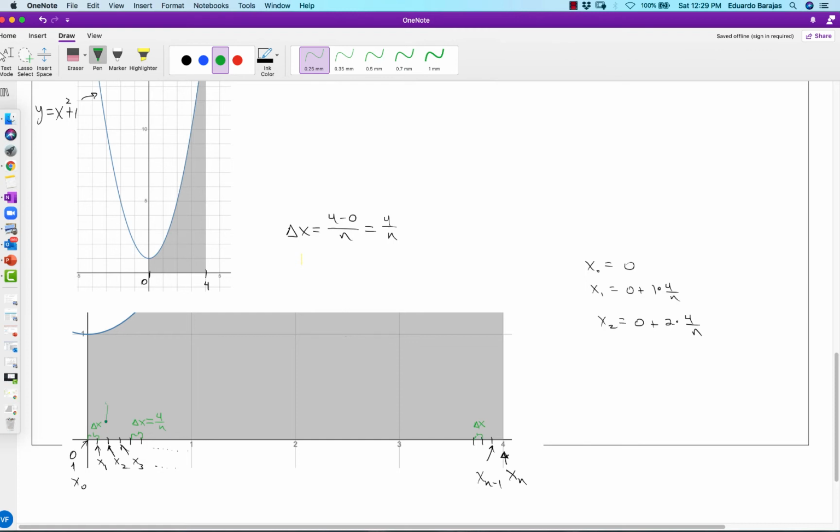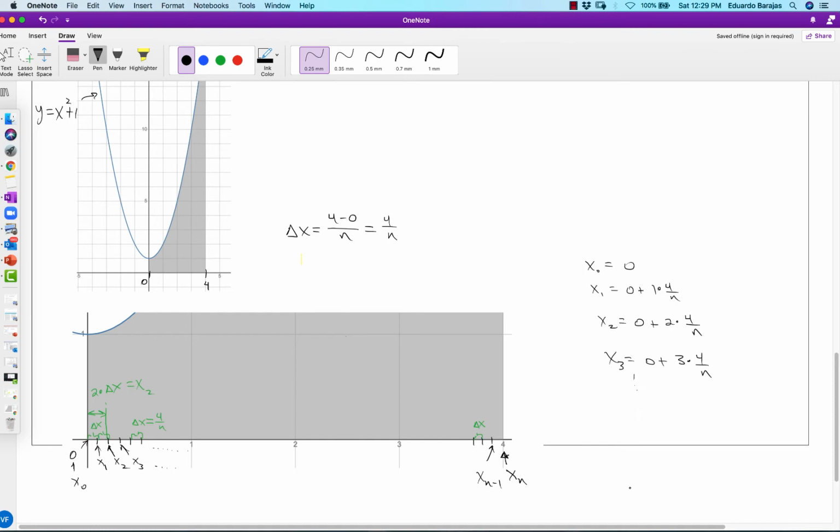So thinking about what this value is here, the x sub 2, it comes out to here. Let me make some space here. It goes out to there, and that distance right there, well, there's 2 copies of delta x. 2 times delta x is equal to x sub 2. That's a nice pattern. And now the third one, well, then there's 3 delta x's to get to the third one. So x sub 3 is going to be equal to 0 plus 3 times 4 over n, and so on and so forth.